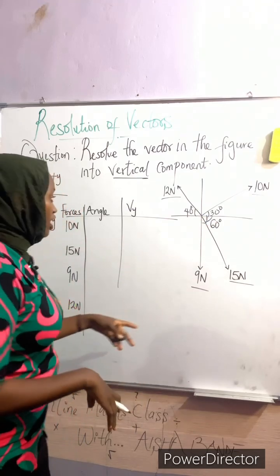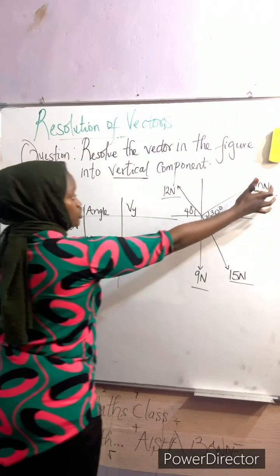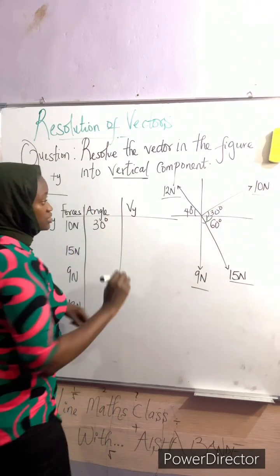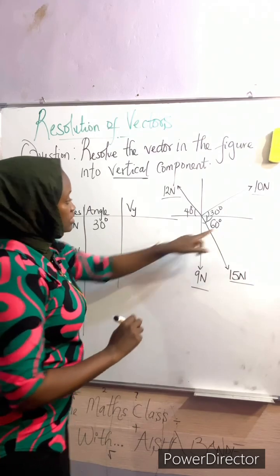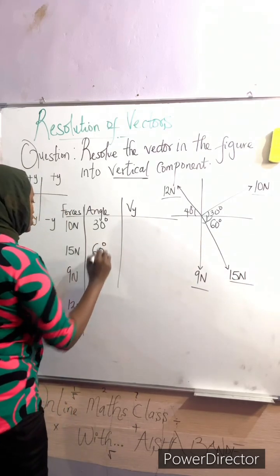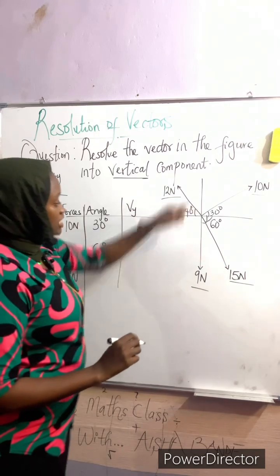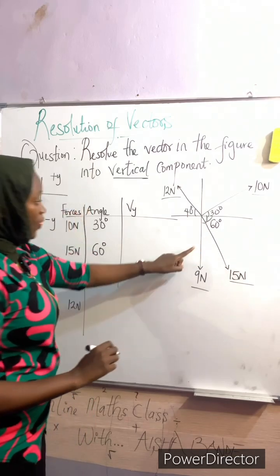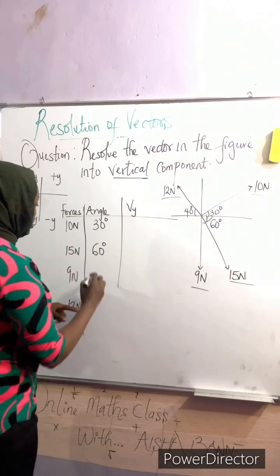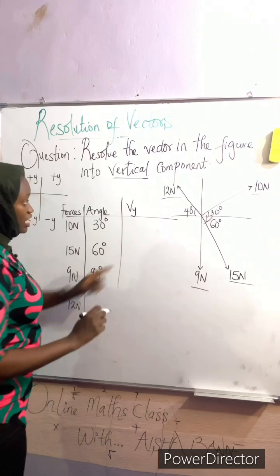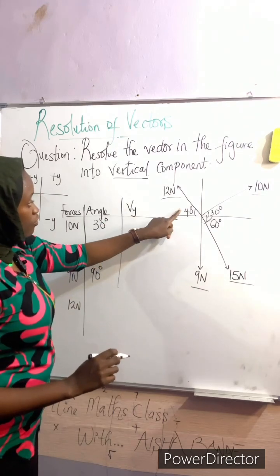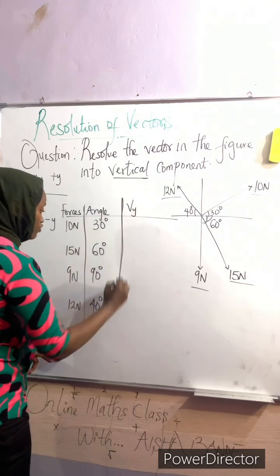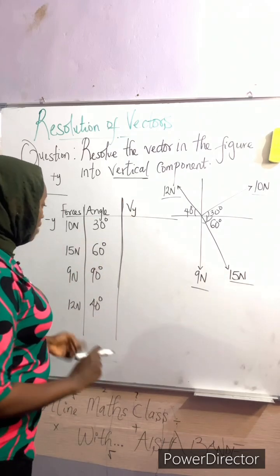For 10 Newton, the angle here is 30 degrees. For 15 Newton, the angle is 60 degrees. And for 9 Newton, we can see that it is on the vertical line, so this is at an angle of 90 degrees. And the last one, which is 12 Newton, is 40 degrees, as we have from the figure. So now we have all of these parameters.